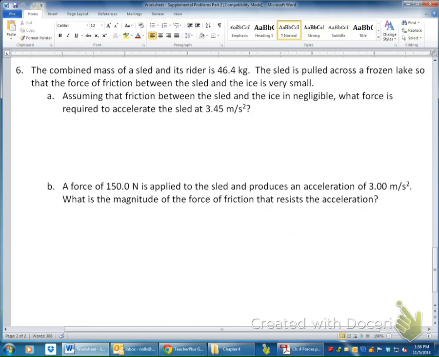Number 6 says the sled and its rider have a mass of 46.4. Sled is pulled across a frozen lake, so the force of friction between the sled and the ice is very small. Okay, we're going to assume that friction is negligible, so it's 0. What force is required to accelerate the sled at 3.45 meters per second squared? Let's start with drawing our free body diagram.